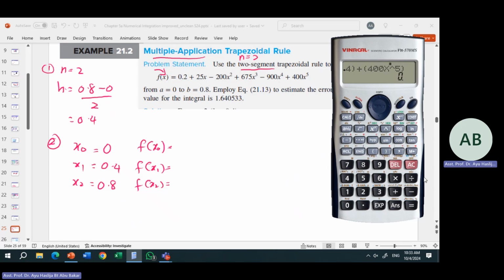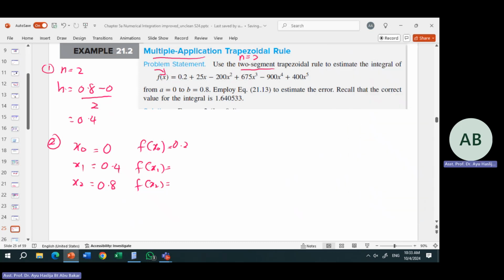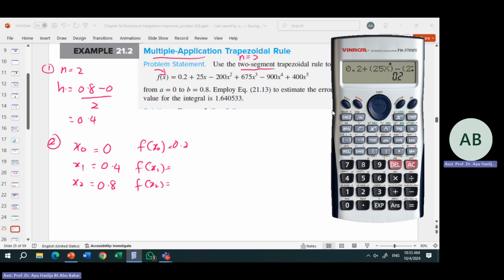Okay, key in your equation, then press calculate. Key in your x, 0. That is your value, 0.2. Okay, then next, just press calculate. Key in your next x value, 0.4, equal.